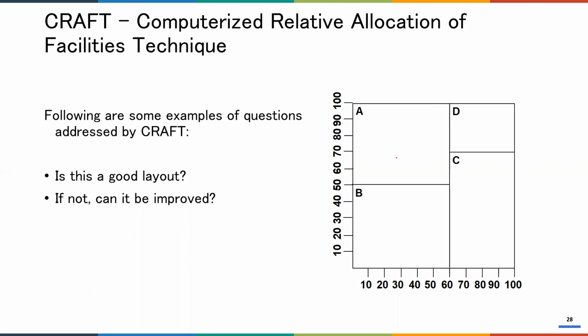For example, we already have 4 departments in 4 locations with different shapes. We have some squares, some rectangles, and we call this the initial layout. And then the question will be, is this layout good enough? And can we improve the layout? Then we can use the CRAFT, or Computerized Relative Allocation of Facilities Technique.